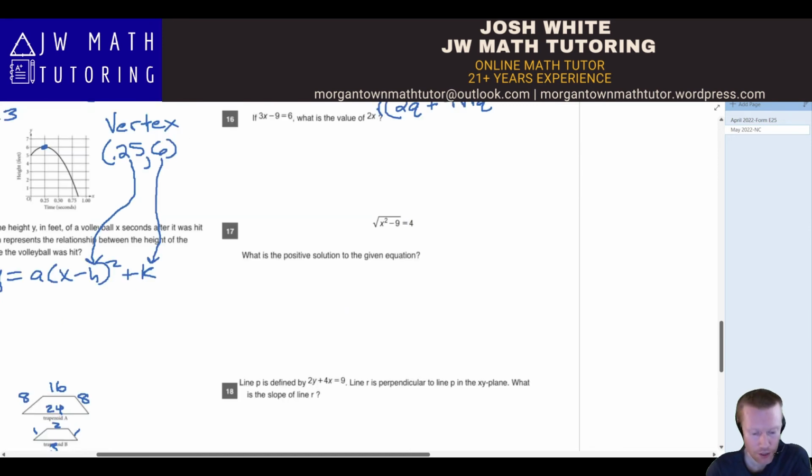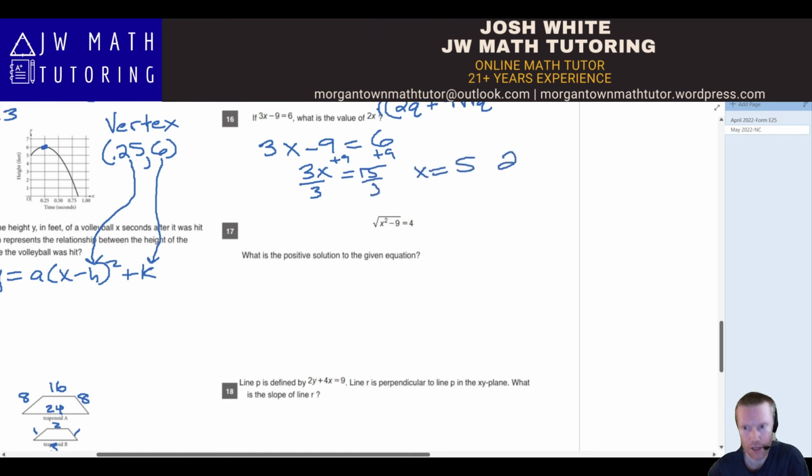Okay, the next question is number 16. We're now at the grid-in ones, and it just gives you a basic equation and then asks for the value of 2x. So the easiest way to do this is honestly just to solve it for x and then multiply it by 2. So you add 9 to both sides, you get 3x equals 15, and then you divide by 3, you get x equals 5. So 2 times x is just 2 times 5, or 10. So the correct answer for this one is just 10.